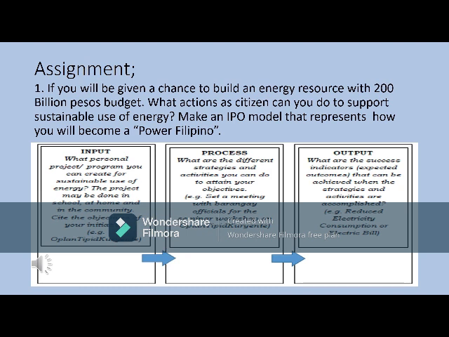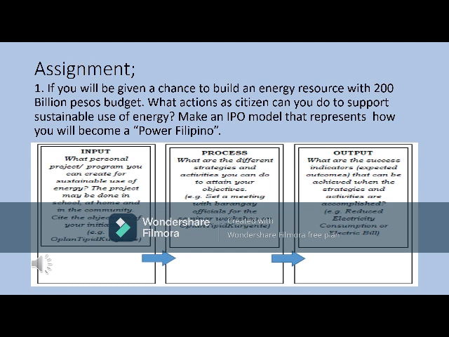Assignment. Number one, if you will be given a chance to build an energy resource with a 200 billion pesos budget, what action can you do as a citizen to support the sustainable use of energy? You can make the so-called IPO model that represents how you will become a power Filipino. What is IPO? Input, process, output.